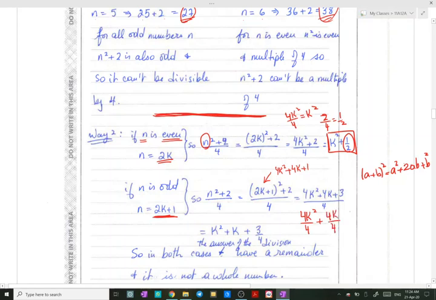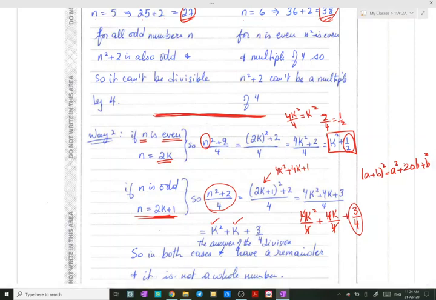So if it's divisible by 4, then we can say that the expression can be divisible by 4. Therefore, 4k squared divided by 4 is k squared, and 4k by 4 is k, and 3 over 4 is a decimal number. Therefore, you are going to have a remainder when you're dividing this expression when n is odd by 4.